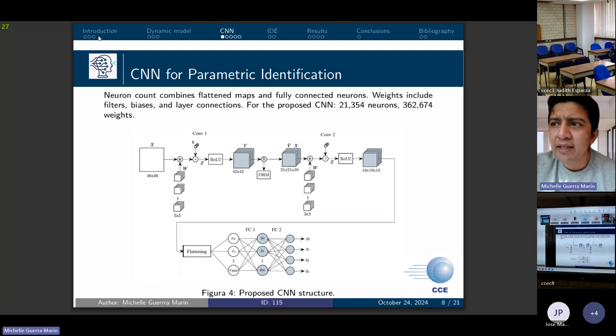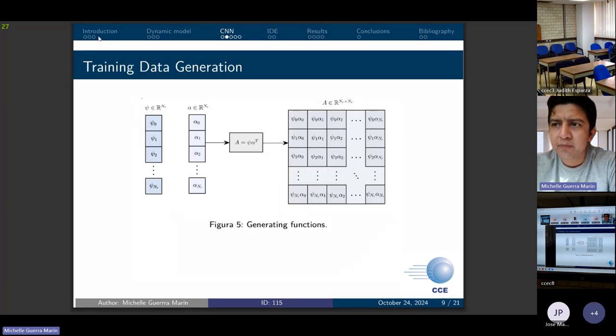In this image, we can see the proposed structure for a convolutional neural network for parametric identification of a Cartesian robot. It has two convolutional layers and two fully connected layers.